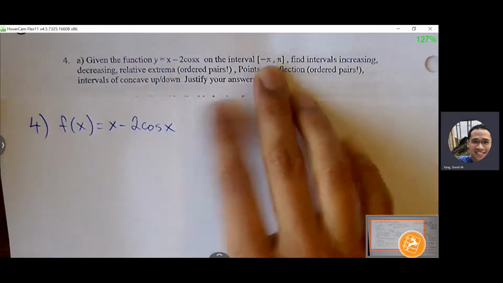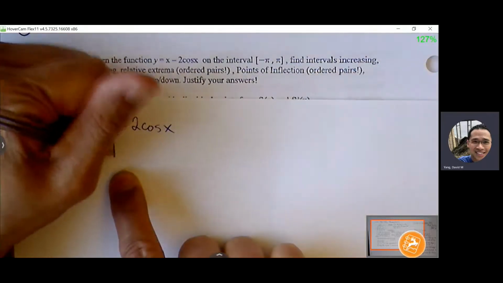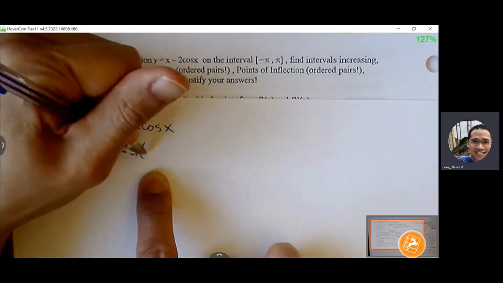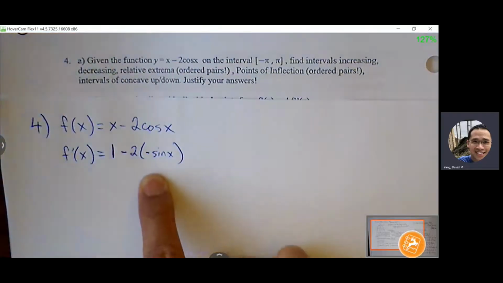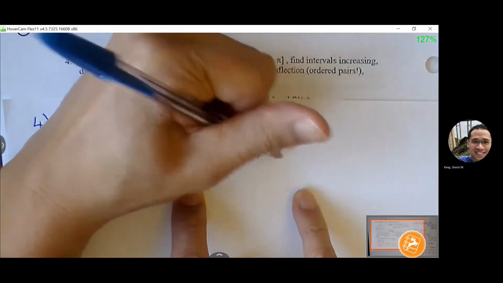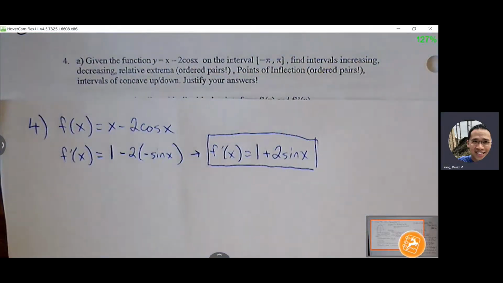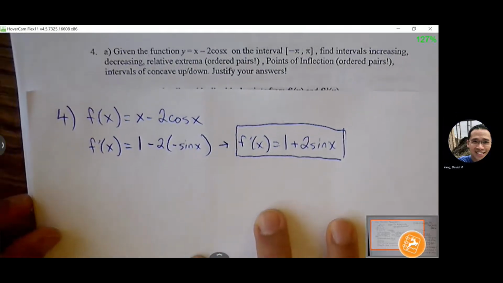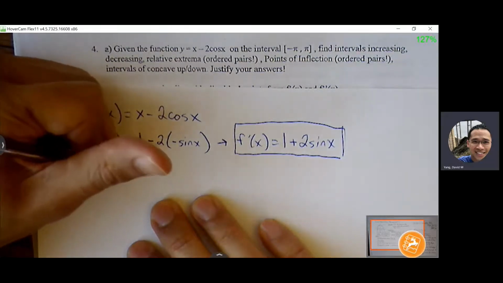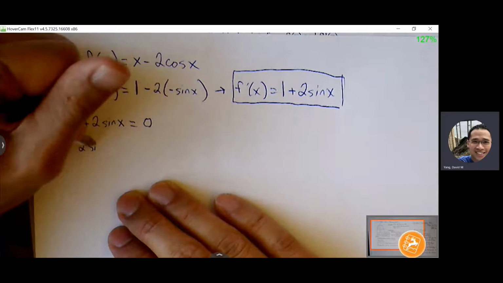Okay, so we start off by finding f prime. X becomes 1. What does cosine x turn into? Yeah, negative sine, right? So the 2 negatives cancel out to be positive. Okay, so there's our f prime. Okay, we'll set f prime equal to 0 to find our critical points. Solve for x.